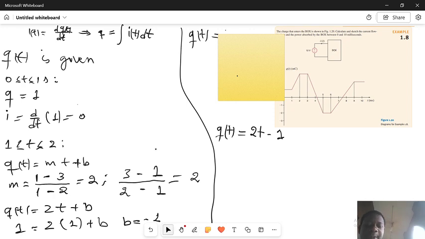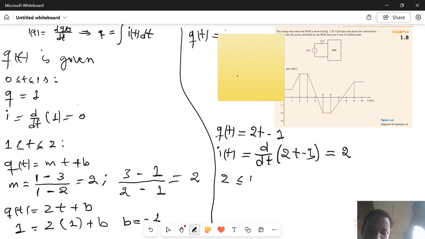To determine the current, I know the formula, so I just apply it. I take the derivative with respect to time of q, which is 2t minus 1, and that gives me 2. So from 1 to 2, the value of the current is 2. Now I have to determine it from 2 to 3 seconds. What is the value of q from 2 to 3? It is constant.